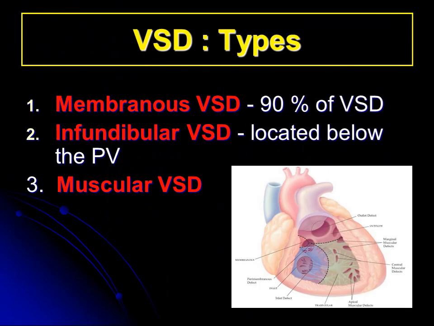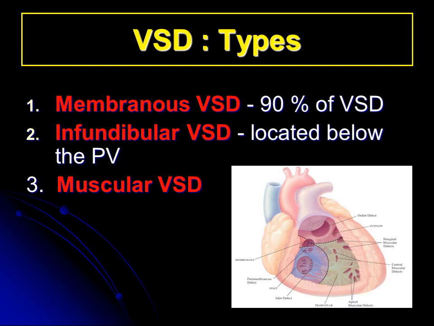The ventricular septum consists of an inferior muscular and a superior membranous portion. Defects in the ventricular septum are classified according to the location of the defect, and these are membranous VSD, infundibular VSD, and muscular VSD. About 90% occur in the region of the membranous interventricular septum and are called membranous VSD. The majority measure about 2 to 3 centimeters in diameter.